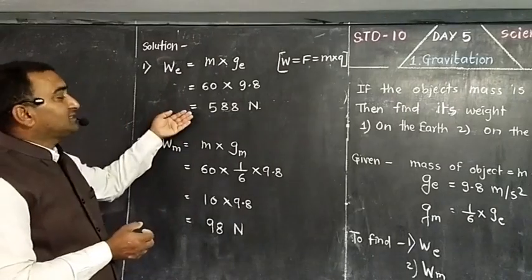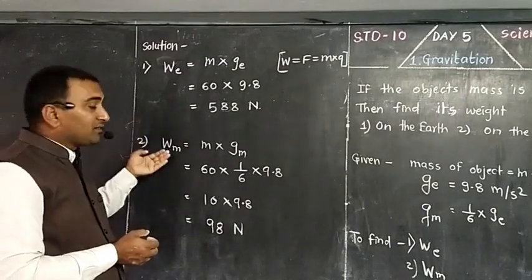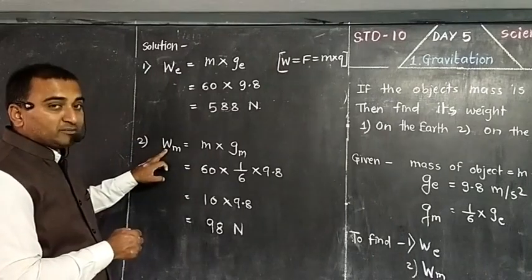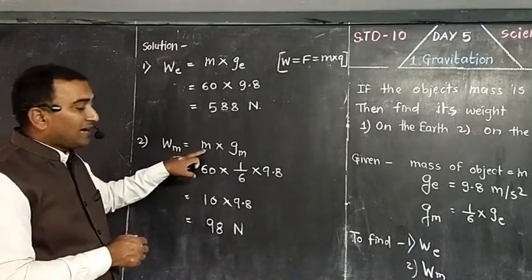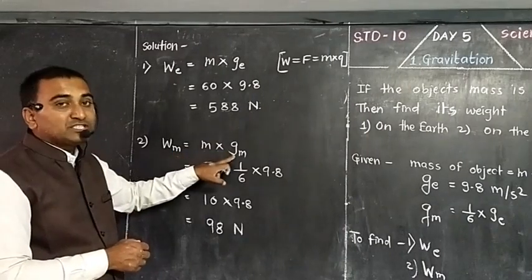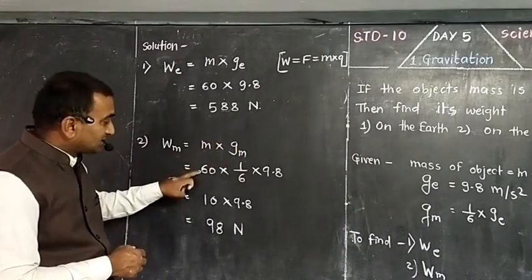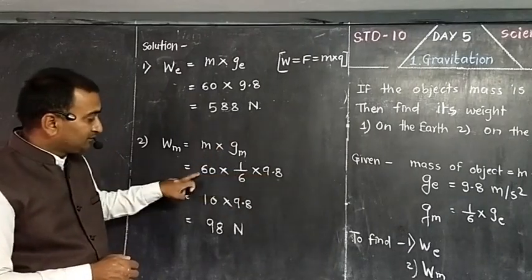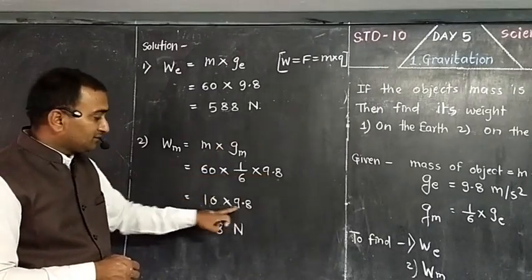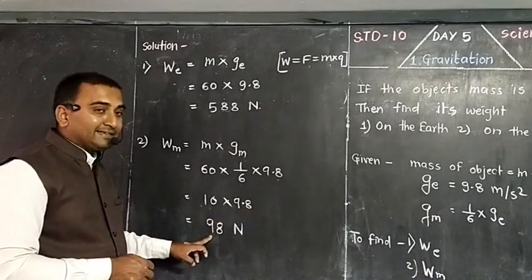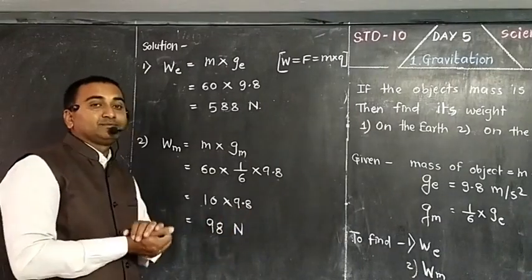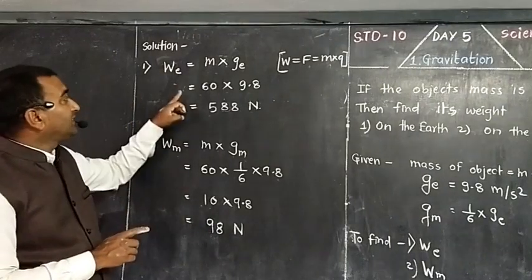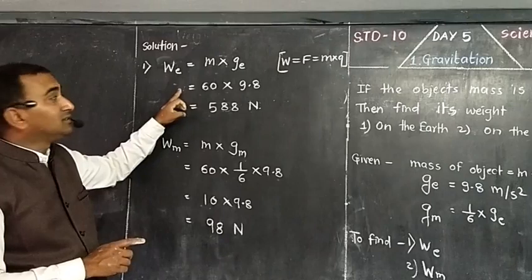But when this same object is kept on the Moon, then what will happen? See, weight of that object on the Moon is equal to mass of that object into value of g on Moon, that is 60 kg into 1/6 of 9.8, 10 into 9.8, and multiplication is 98 Newton. So it is 6 times less than this weight on the Earth.